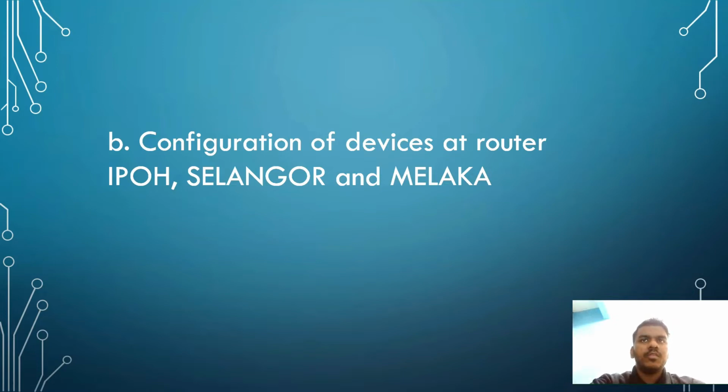So, question B: configuration of devices at routers EPO, Slango, and Malacca. Okay, now I will show the configuration that I did earlier. This is the screenshot I took from the router coding, and I will put it in a slide to explain it to you. So now we'll go to the terminal and then press OK.